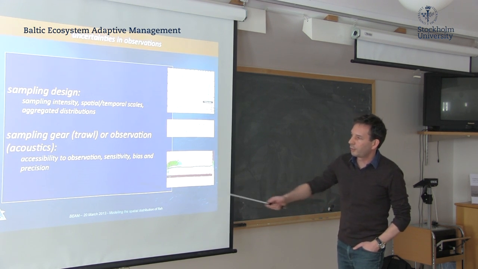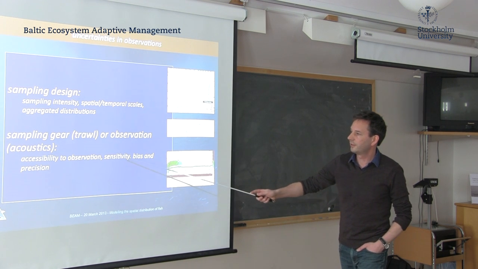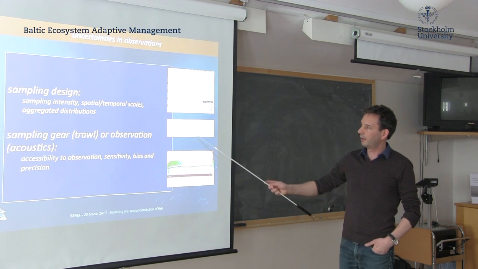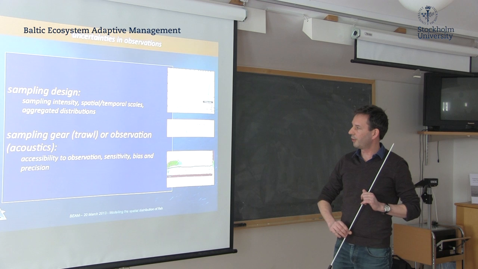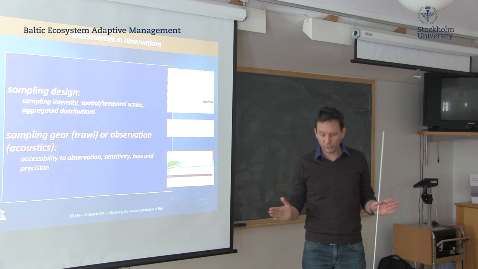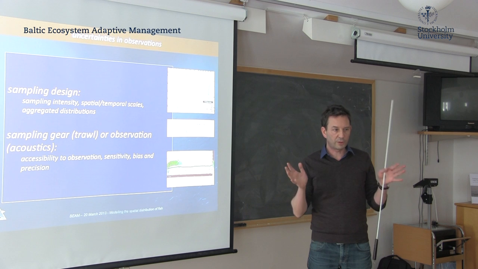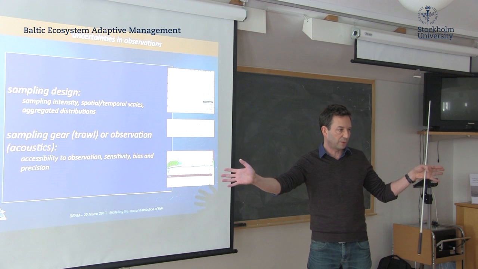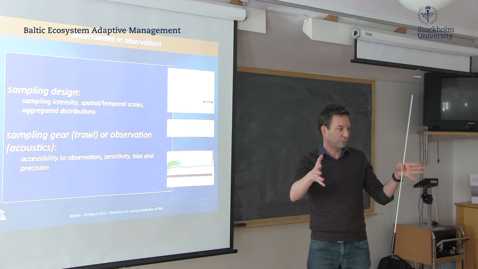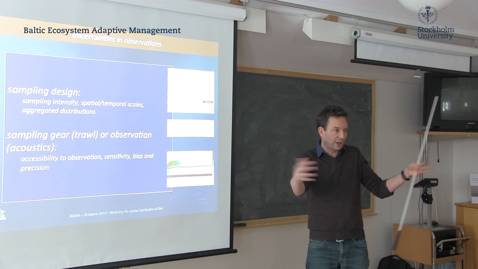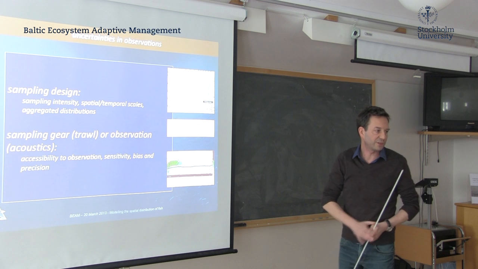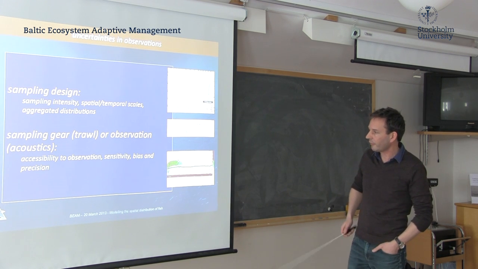Okay, so in terms of equipment, accessibility to observation, sensitivity, and bias and precision, some gears, in trawls, something we know very well is what's called herding effect or escapement effect, where you trawl behind fish, and some of the fish tend to escape, so you actually get less in the volume of the trawl than there is in the water, and some tend to actually aggregate and concentrate into the trawl, so you get more than what is in the water. So this could bias your observation.